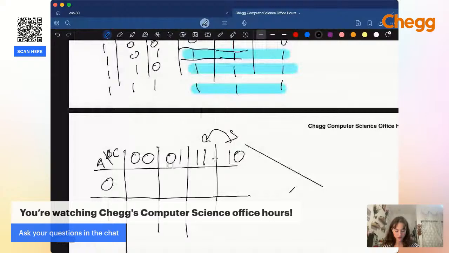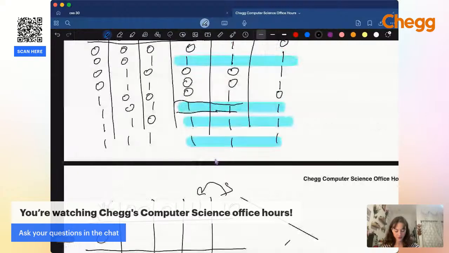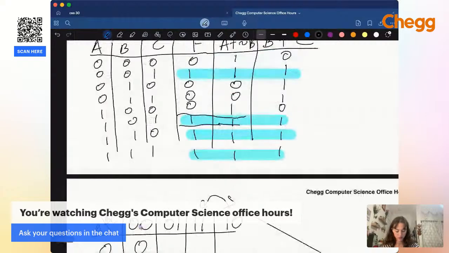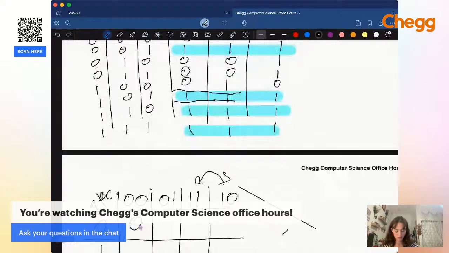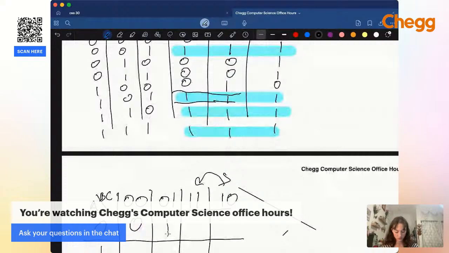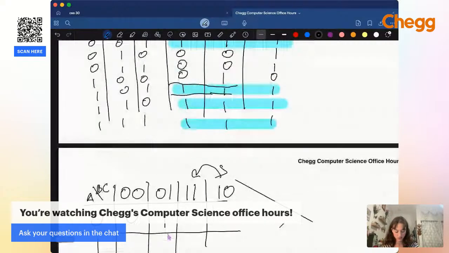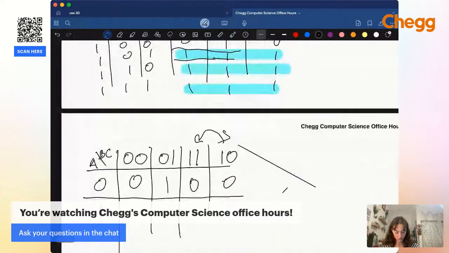So now if I fill this in, I'm going to have to look back up here a little bit. So if they're all zeros, false. If only C is true, that's true. If B and C are true, false. And then 101 is true, 100, and the rest of these are true. Okay.